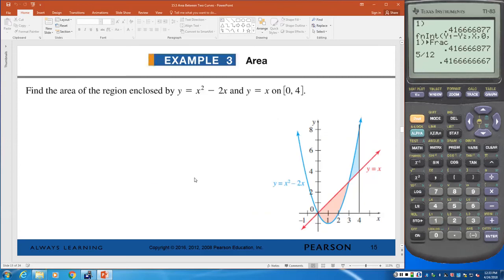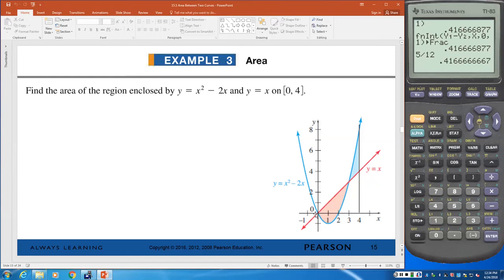The place where we do have to be careful, though, is where we have an area like this one. We do have to be careful when we've got a graph like this one. Because y equals x squared minus 2x is this parabola, and y equals x is this straight line. And notice that they intersect at 0, and they intersect at 3, and if all you wanted was the area between the two curves, that would be fine. Because you would just integrate from 0 to 3. But the problem here says find the area enclosed by those two functions on the interval from 0 to 4.